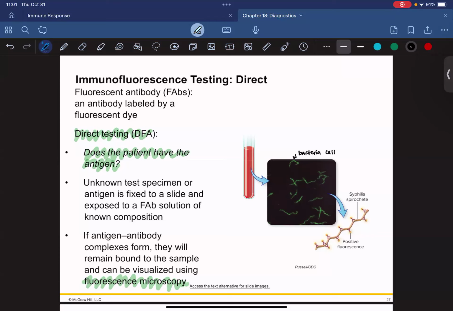All right, so next we have immunofluorescence. Again, the first thing highlighted up here is direct testing. So we're coming right back to that concept of direct and indirect. Does the patient have the antigen? Does the patient have the antibody? All of these tests rely on that.